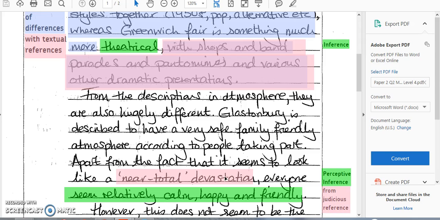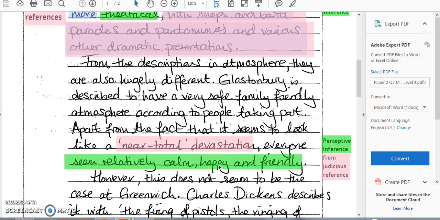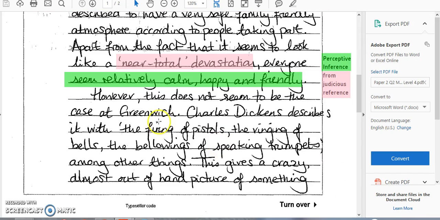And they're also talking about the very safe, family-friendly atmosphere. It works a lot better. They've put a bit more detail in there about it being a safe, family-friendly atmosphere. People seem relatively calm, happy and friendly, even though it looks very chaotic and there's a scene of near total devastation because of all the mud. They're then going on to compare it quite nicely.